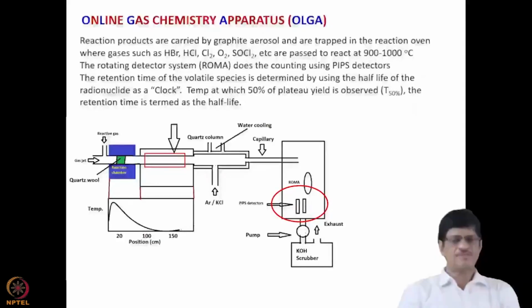Now, in this case, the ROMA actually does the counting using the PIPS detector, and the retention time of the volatile compounds, in this case the chloro, bromo, or oxychloro complexes of the transactinide, is determined by using the half-life of the radionuclide as a clock and the temperature at which the 50% plateau yield is observed, that is the T50. The retention time is termed as the half-life. So that is how the half-life can be determined of these gaseous products of the transactinides.